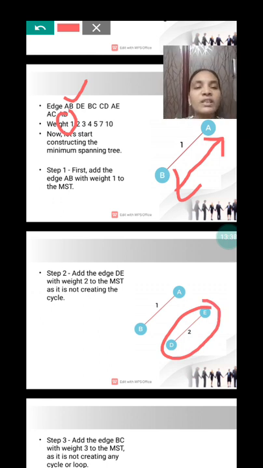The difference between Prim's algorithm and Kruskal's algorithm is that in Prim's algorithm, from starting to ending it will be a connected spanning tree, but in Kruskal's algorithm, in the starting or middle it may not be connected, it may be disconnected, but at last as we are getting a spanning tree, that will be a connected spanning tree. No worries about that.